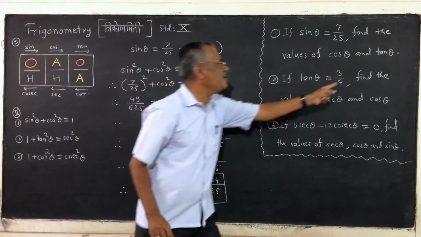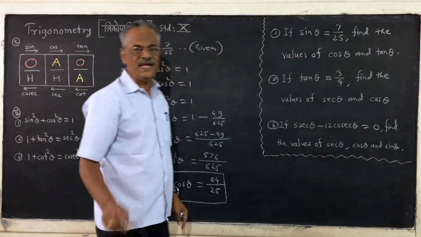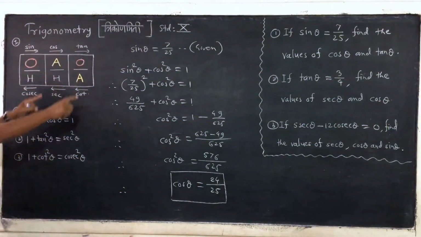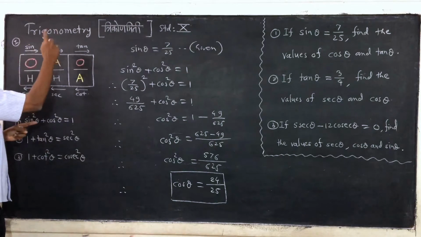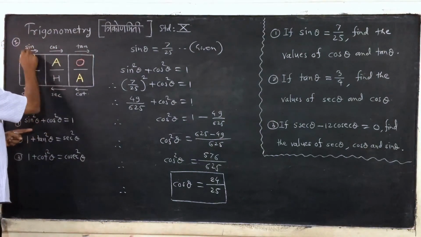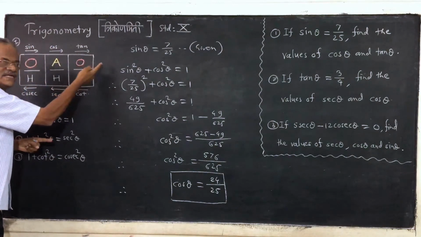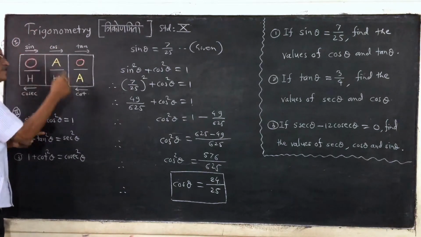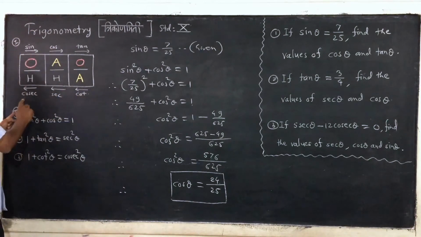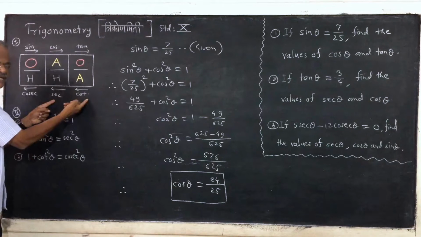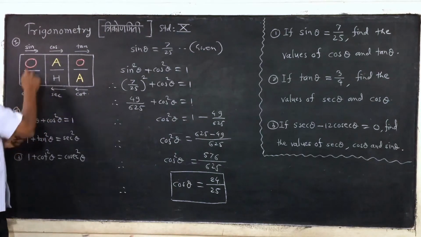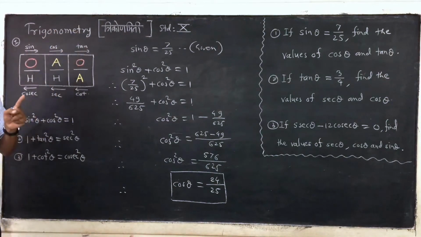After that we have to find out tan theta. And if you remember this table, sin theta upon cos theta is equal to tan theta. Cos theta upon sin theta is equal to cot theta. Cosec theta upon sec theta is equal to cot theta. Sec theta upon cosec theta is equal to tan theta. So these are identities we have to remember.